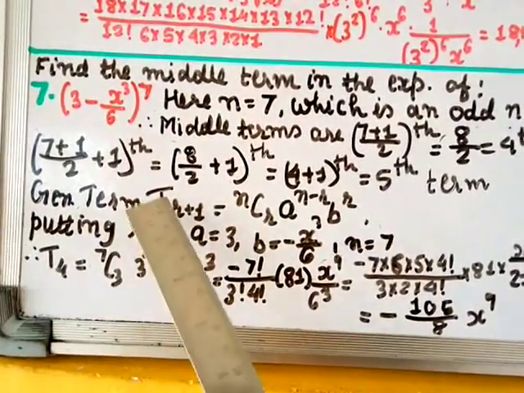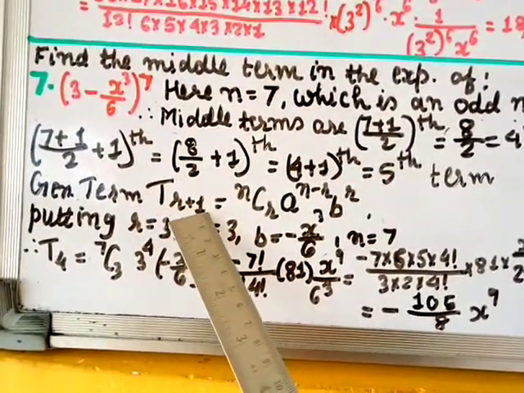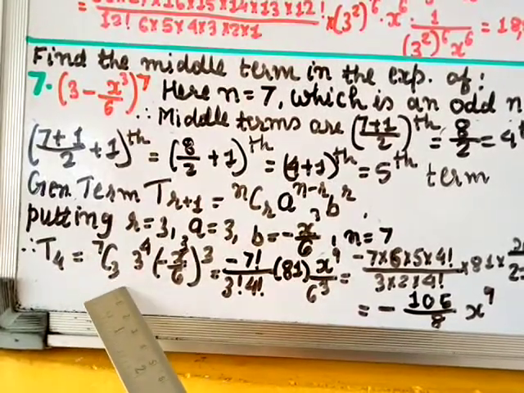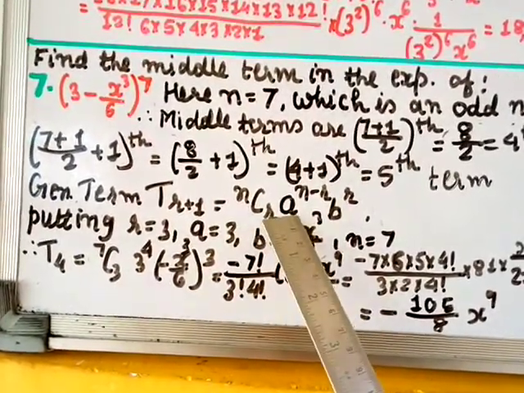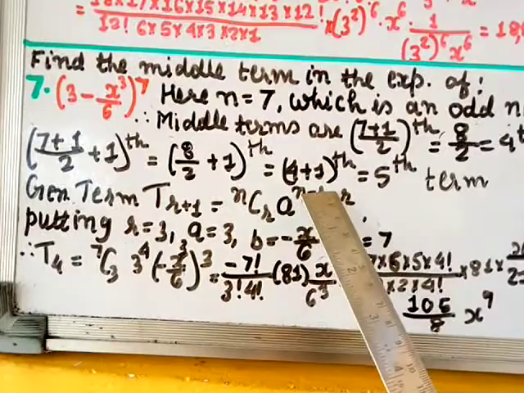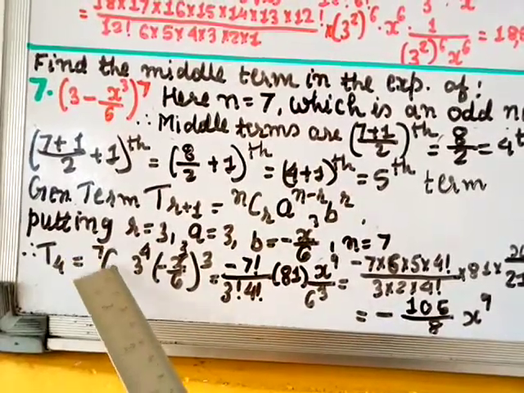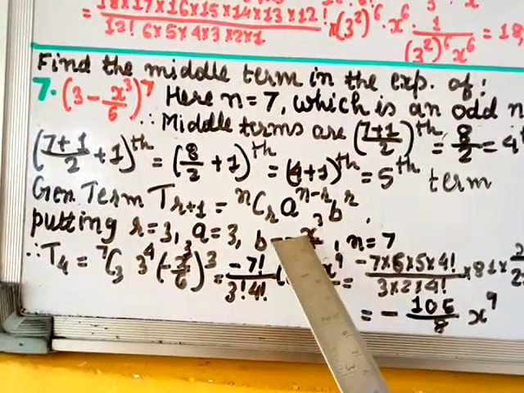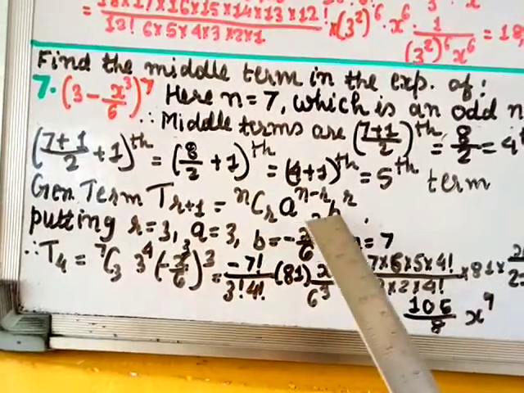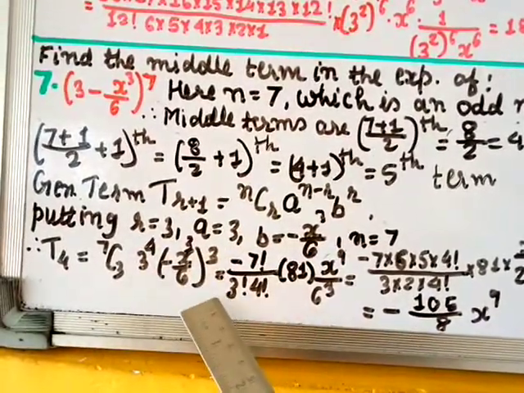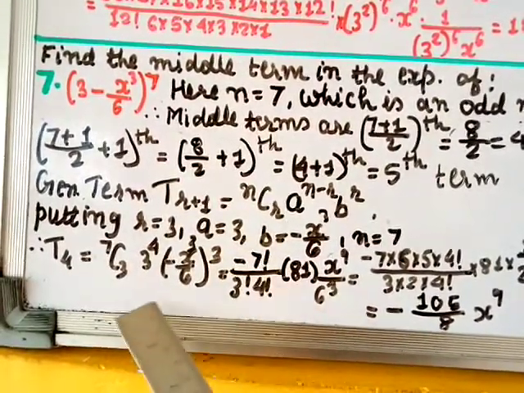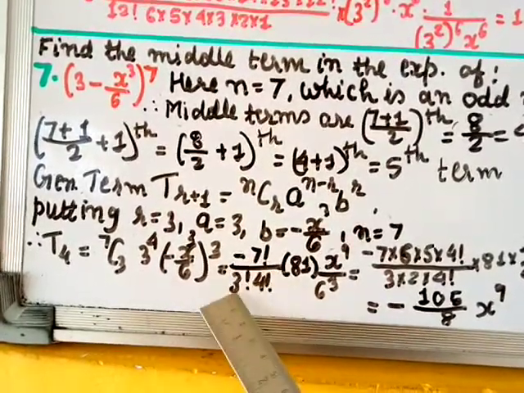So let us place it here: T(3+1), that is T4, equals 7C3 into 3^4. Why? Because the a value is 3, so 3 power n minus r, that is 7 minus 3, which is 4, into (−x³/6) power r, where r is 3. This can be written as 7 factorial divided by 3 factorial into (7 minus 3) which is 4 factorial.